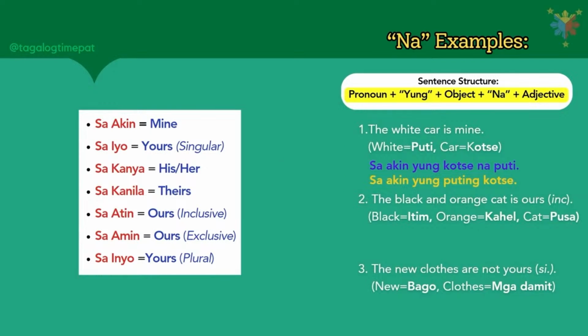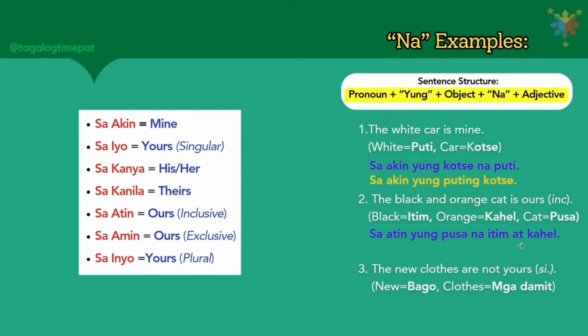All right, number 2, the black and orange cat is ours, inclusive. Black is itim, orange is kahel, cat is pusa. It would be, sa atin yung pusa na itim at kahel. Sa atin yung pusa na itim at kahel.